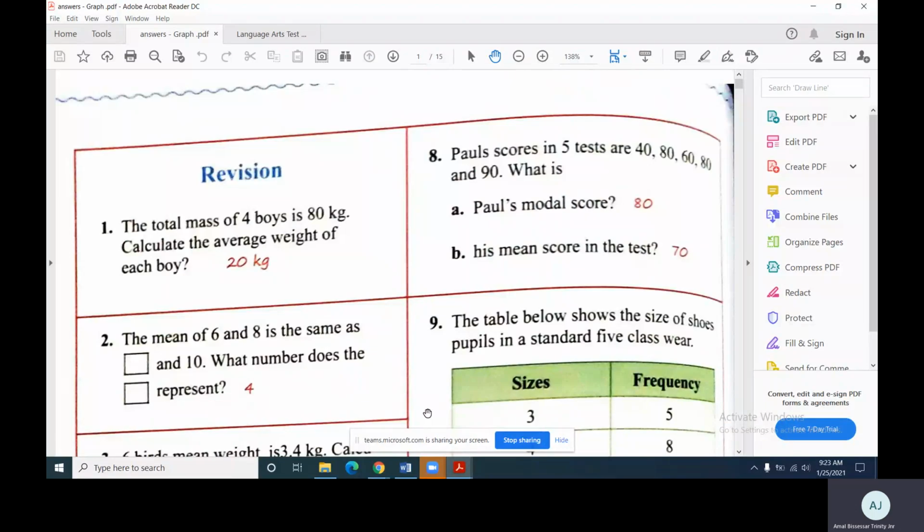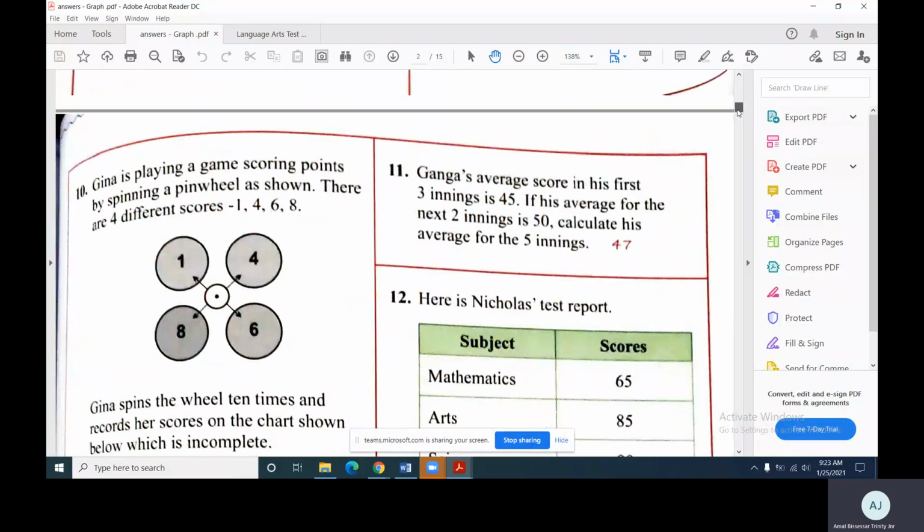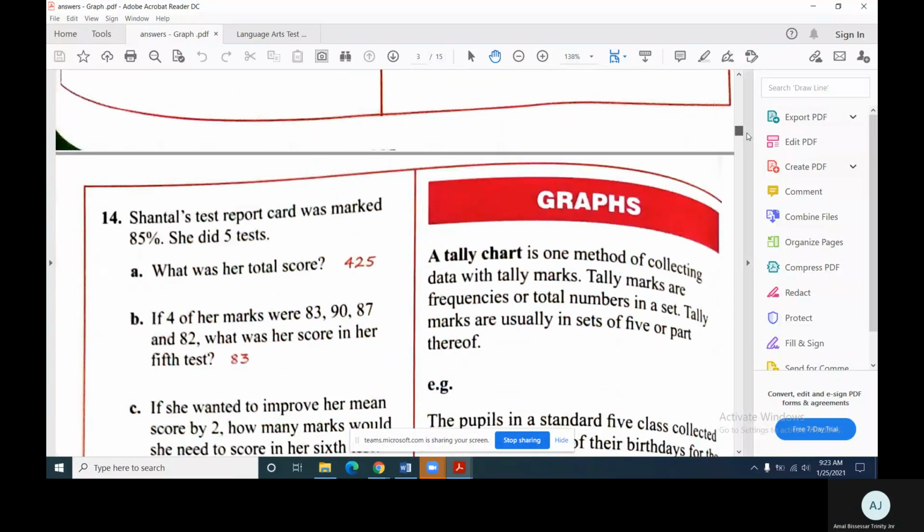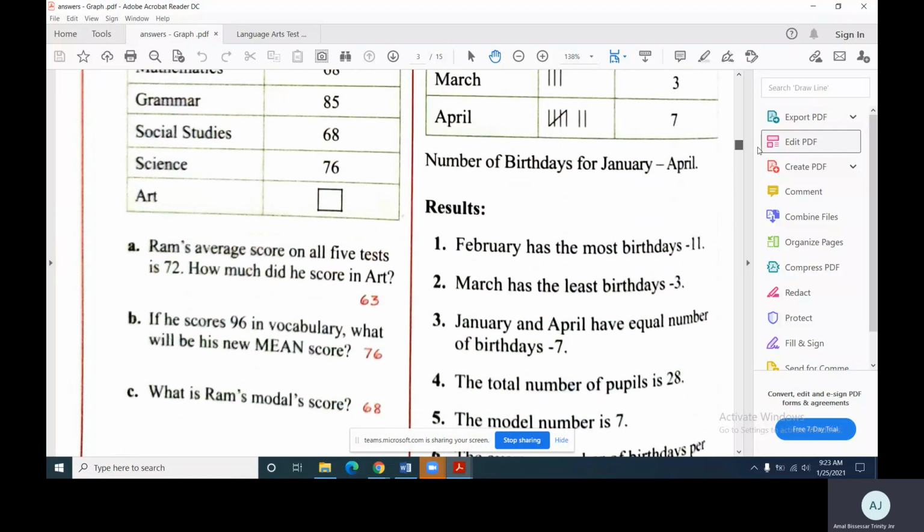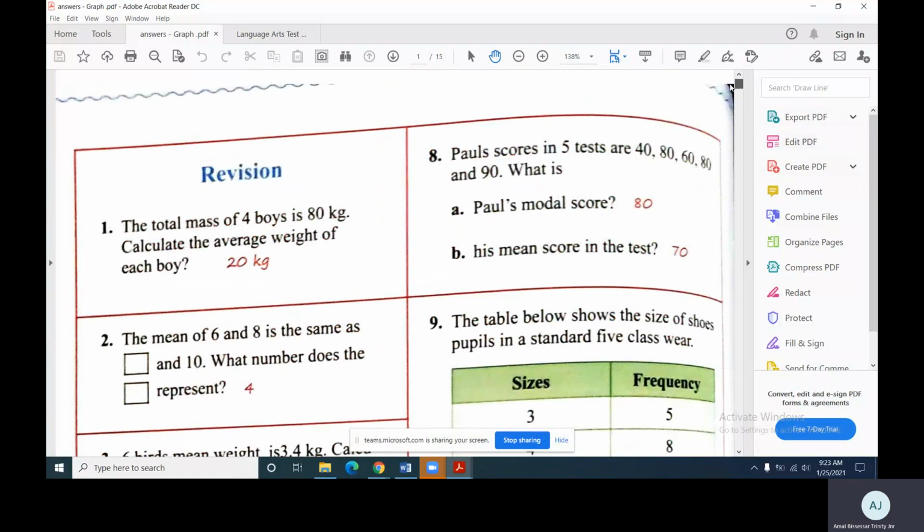This is the mathematics paper that I was speaking about, and you have here revision number 1. The revision deals with mean, mode, and median, number 1, and I believe it goes to number 15. We will look at each question as I go along.